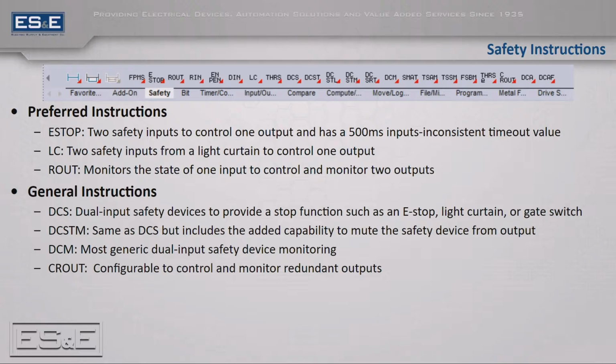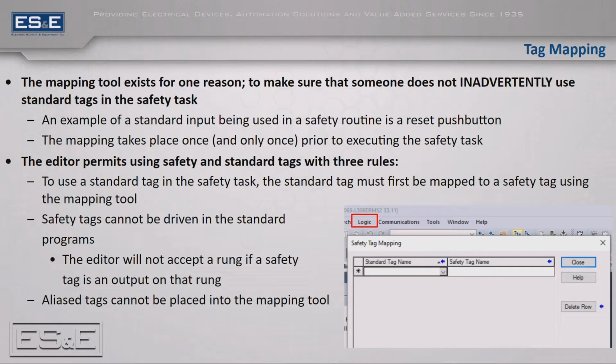Another common topic that we have to talk about when we're talking about safety is safety tag mapping. Natively, you cannot have a standard tag that will manipulate anything in your safety task. That is because the safety task is given a higher priority and requirements, right? Because it is safety, so we need to make sure that it is run at a separate level of complexity in comparison to the standard program. So if you need to get information from your standard program into your safety task, that is where the tag mapping happens. So a common instance for this would be a reset.